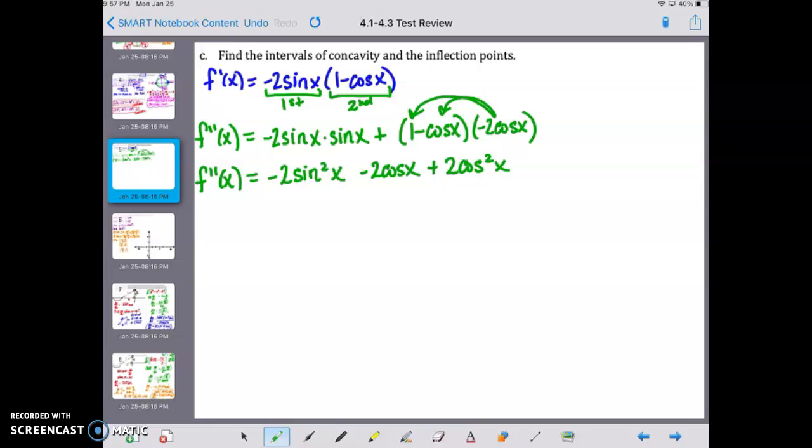Okay, so now I am going to do a little bit of fancy footwork here. And again, I want to remind you, this is a problem on a review. This is not the test problem. I'm not going to put something this challenging on the test, okay?